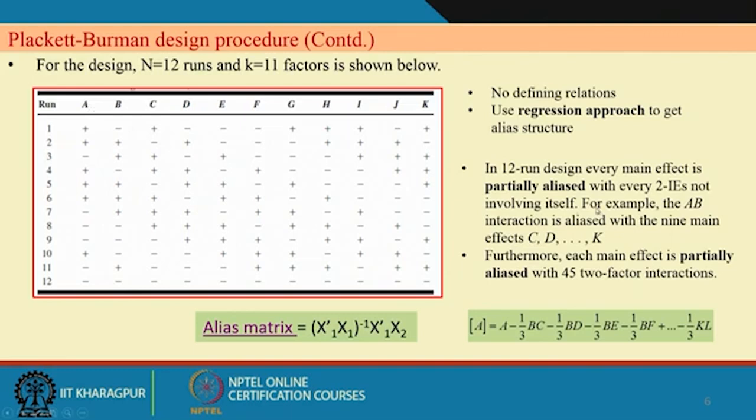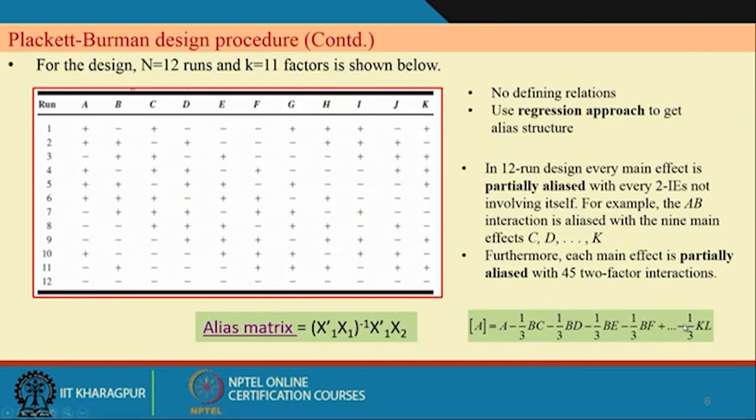So, that means the AB interaction, for example, is aliased with the 9 main effects involving C, D, E and K. Furthermore, each main effect is partially aliased with 45 2-factor interactions. Now, let us see how this kind of alias structure is generated.